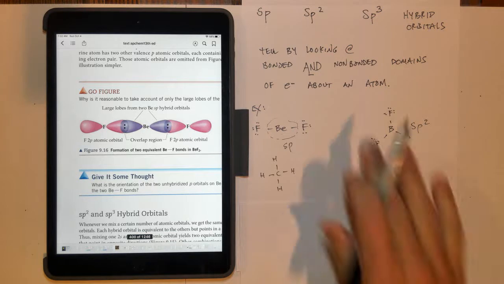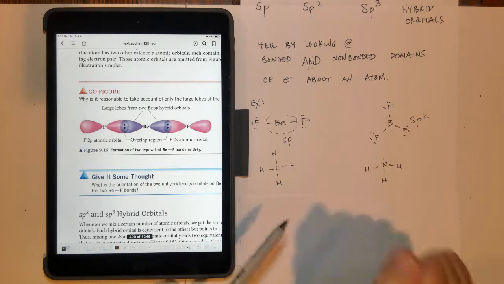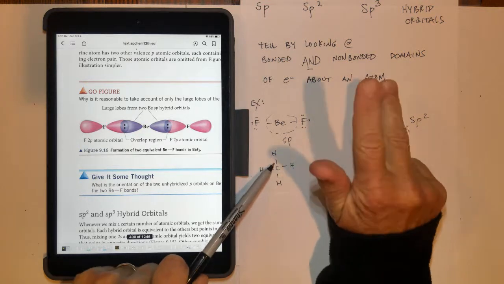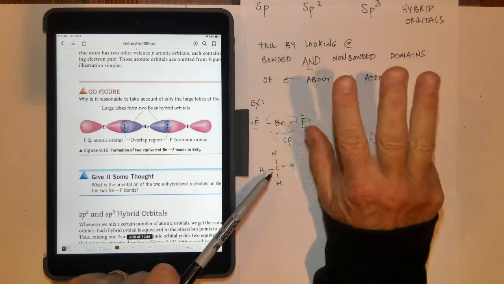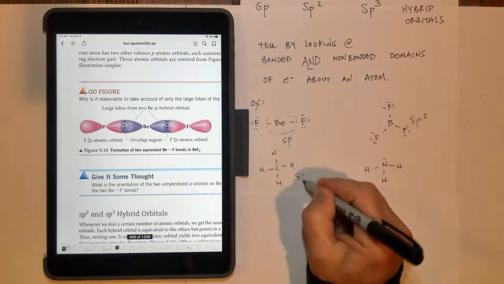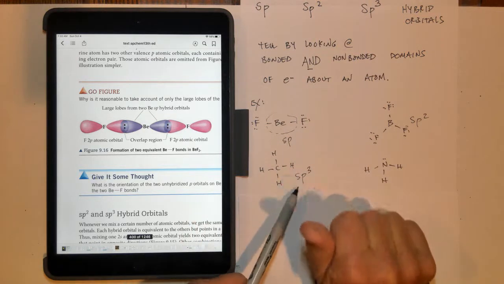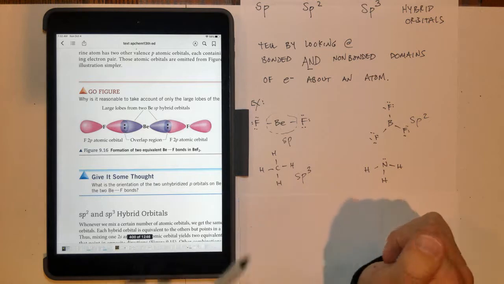Let's look at some more. Here is a nice molecule of methane. This handsome molecule has an S, P, P, P, 4 electron domains around it, so this would be sp3 hybridized, sp3. Remember, your thumb always starts first, and that's the S, and then you have a P, P, P, depending on how many bonded or non-bonded domains there are.